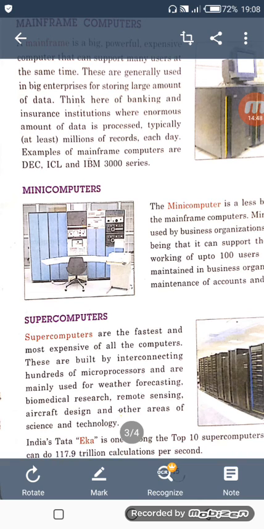India's Tata Eka is one among the top 10 supercomputers in the world. The Eka supercomputer of India is among the top 10 supercomputers in the world. It can do 117.9 trillion calculations per second. Trillion. Okay, that is the unit of doing calculations per second. See how powerful that is.